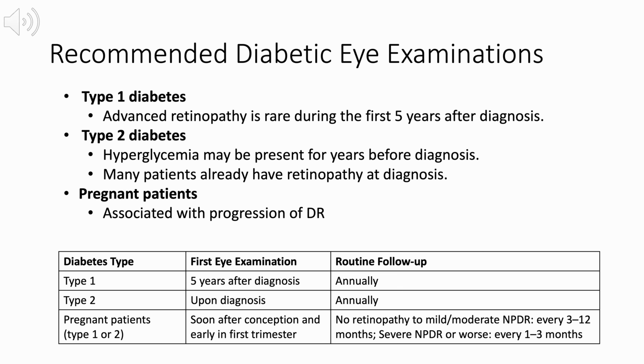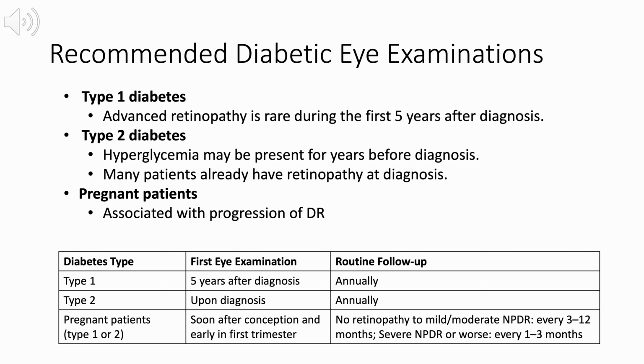For type 1 diabetes, the first eye examination occurs 5 years after diagnosis, with annual routine follow-up thereafter. For type 2 diabetes, the first eye examination occurs upon diagnosis, not 5 years later, again with routine annual follow-up, unless of course other pathology is noted that warrants more frequent follow-up. For pregnant patients with either type 1 or type 2 diabetes, the first examination should occur soon after conception and early in the first trimester.